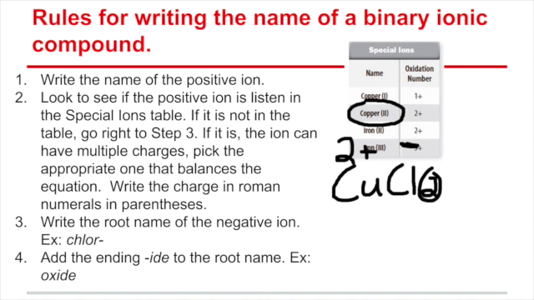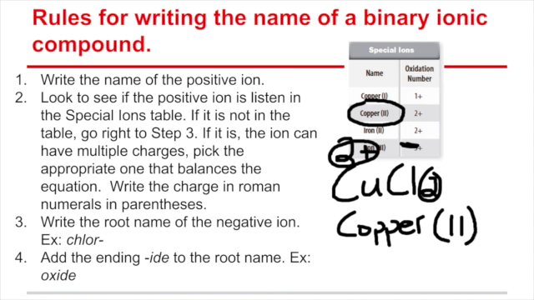So step 1, write the name of the positive ion. Copper. Step 2, look to see if the positive ion is listed in the special ions table. Yes, it is. If it is, the ion can have multiple charges. Copper can be +1 or +2. Pick the appropriate one that balances the equation. We already determined that it had to be +2. So all you're going to do is put in parentheses the Roman numeral 2.